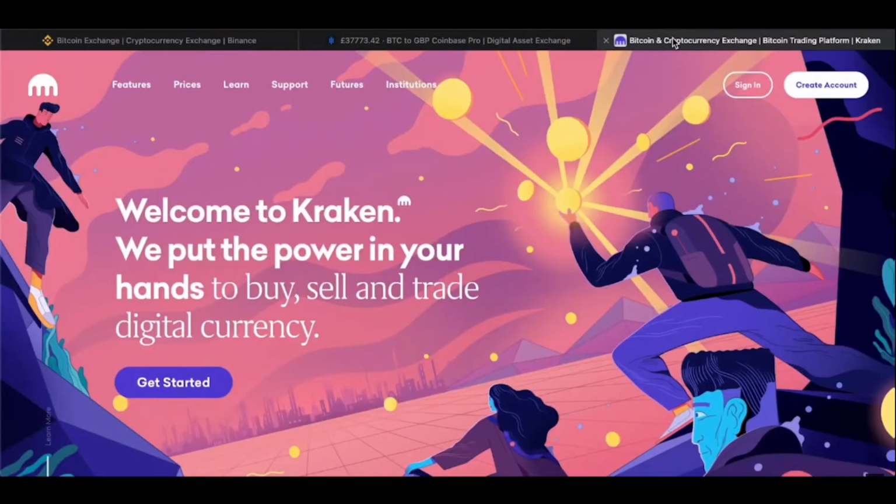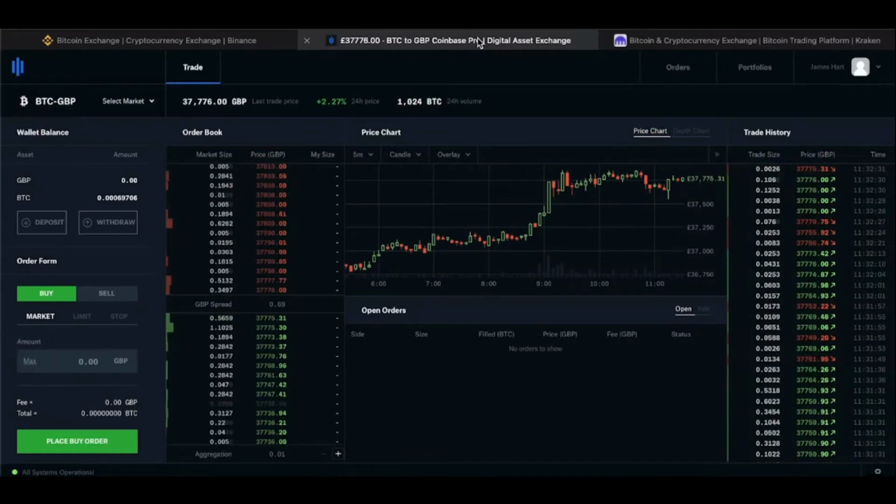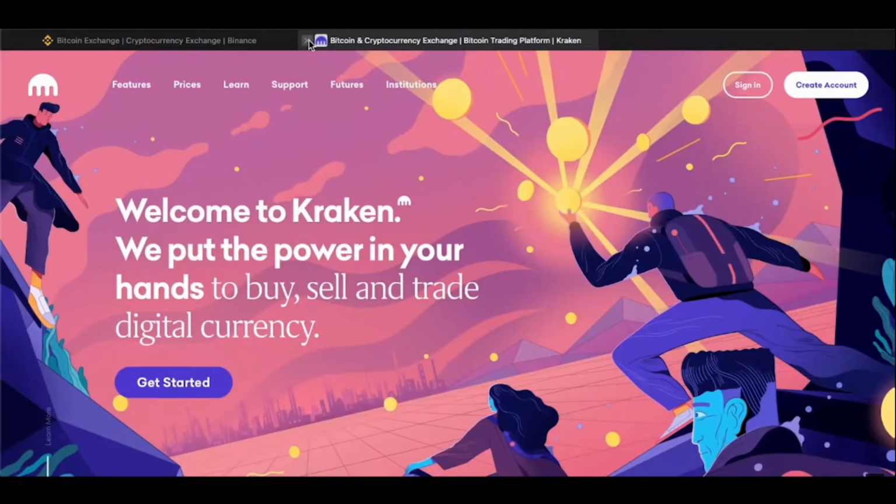So really for me, it's an option between Kraken and Binance. My choice personally is Binance because of the very low trading fees and the good charting software as well, and it is the number one cryptocurrency trading exchange. So I'm going to go and use Binance.